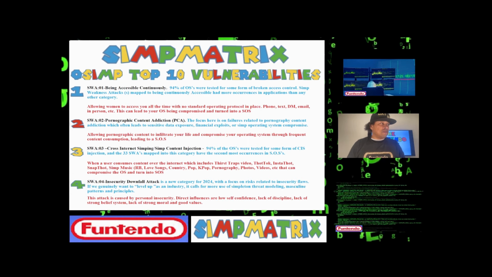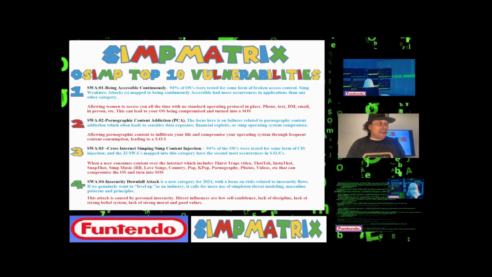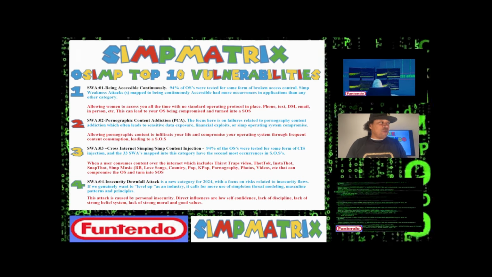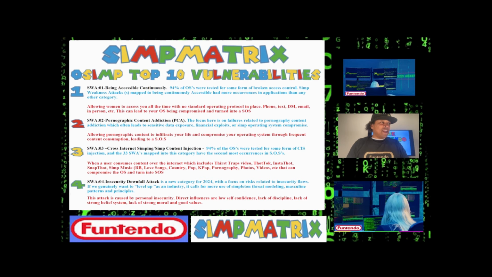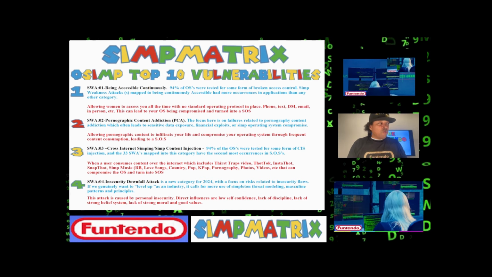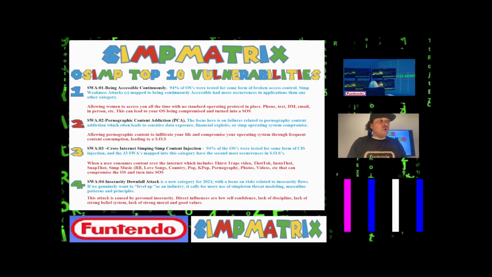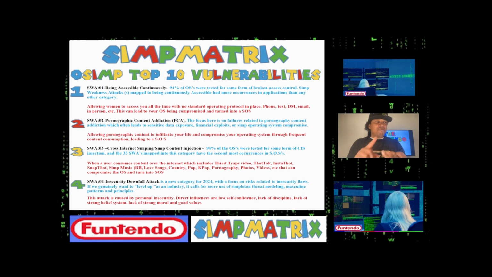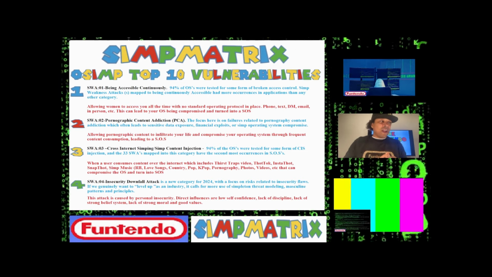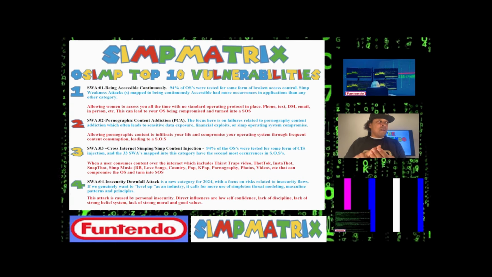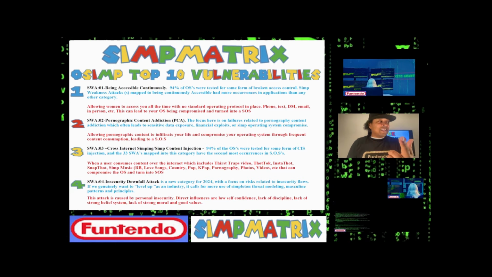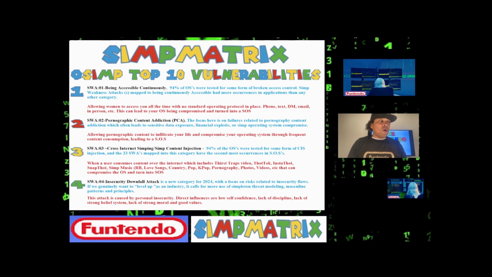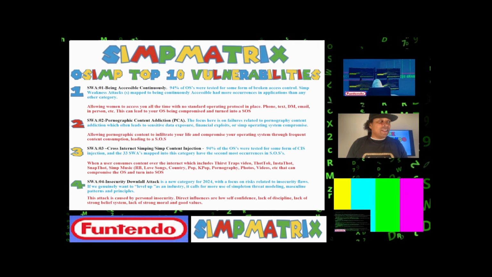Number 1, the first SWA, being accessible continuously. The simp weakness attack is mapped to being continuously accessible, allowing women to access you all the time with no standard operating protocol in place. Via phone at any time of the day, via text at any time of the day, direct message over social media, email, in person, etc. This can lead to your operating system being compromised and turned into an SOS, which is a simp operating system.